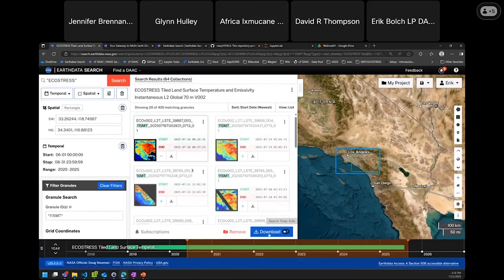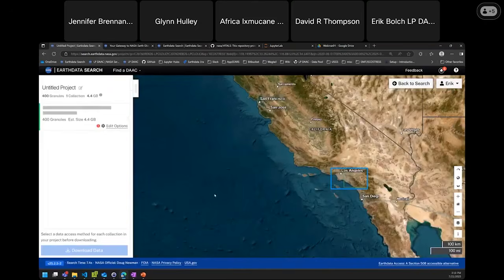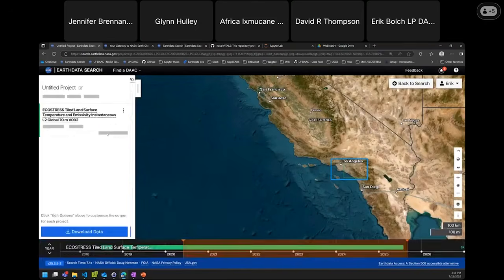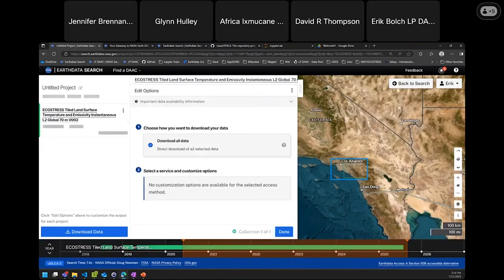Additionally, we can go ahead and download everything. I'm going to remove, and I'm just going to add everything here, and then go for the download. And so when you actually click download, it's going to give you some options and give you some file information. So you can see there's 400 granules, and there's an estimated size of 4.4 gigabytes. And so you can download those by just clicking this here. And then since we can save this as a project, we can get back to it later.